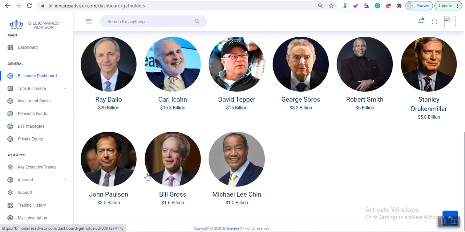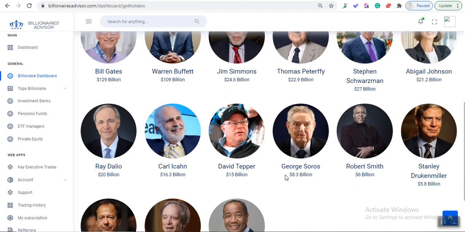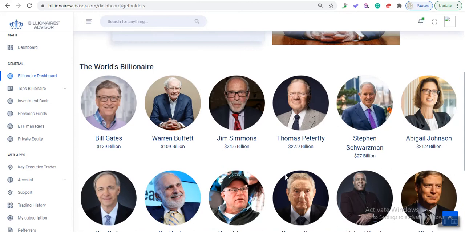Now, we've simplified the process for you to get started. No need to do any research. All you have to do is to select a billionaire of choice. In this case, we're going to use Warren Buffett since he's a well-known investor. And of course, the technology will break down his portfolio holdings.